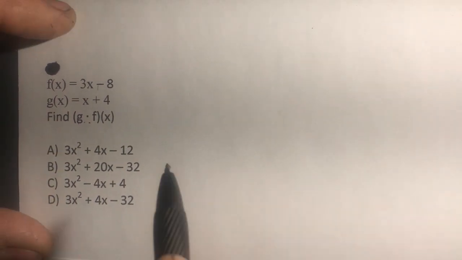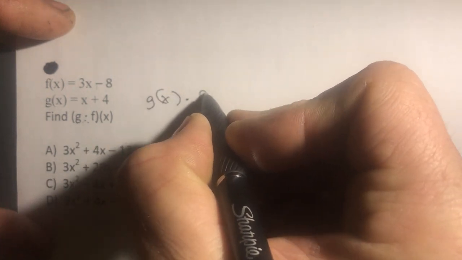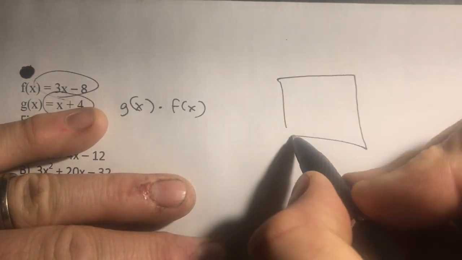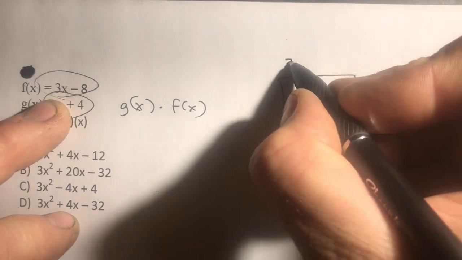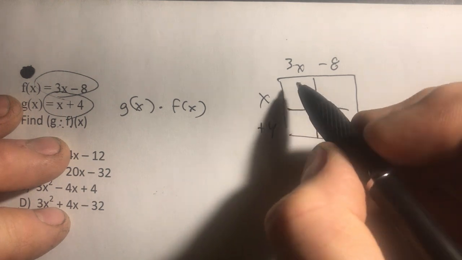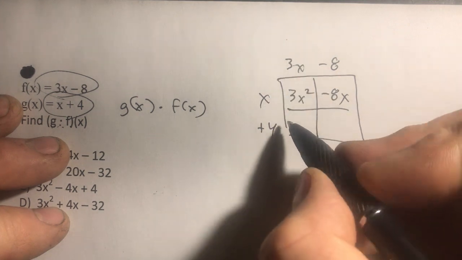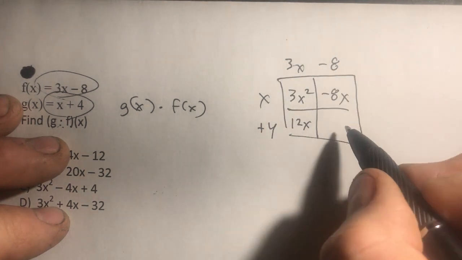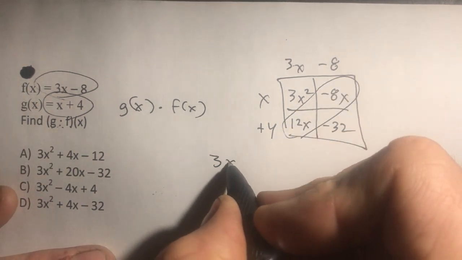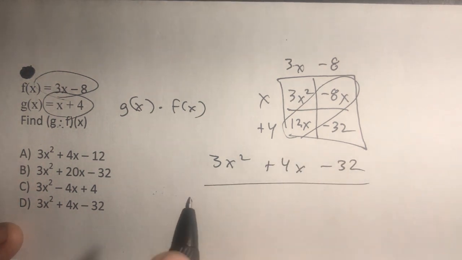Now in this one, we're doing multiplying. We're doing g times f of x, which is g of x times f of x. So we're going to multiply these two. All right, so just build you a box. The first one on top, 3x minus 8. The second one on the side. All right, so right here, 3x times x is 3x squared. Negative 8 times x is negative 8x. 3x times 4 is 12x. And then right here, negative 8 times 4 is negative 32. These two go together. So I should have 3x squared. 12 plus negative 8 would be a plus 4x, and then minus 32. And there should be my answer.